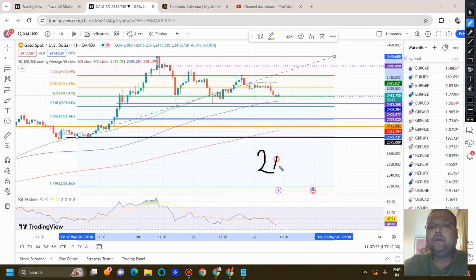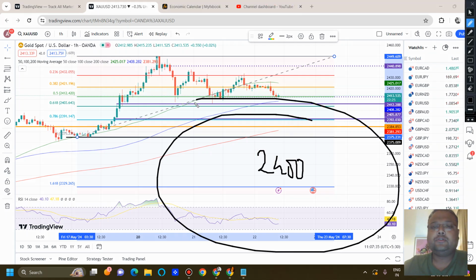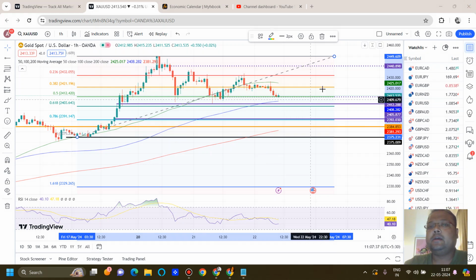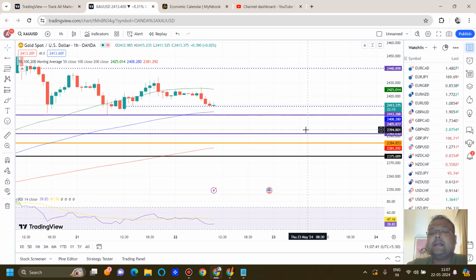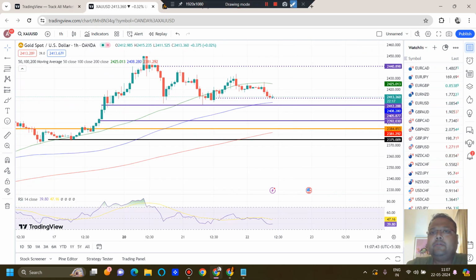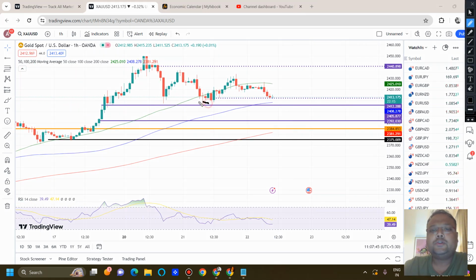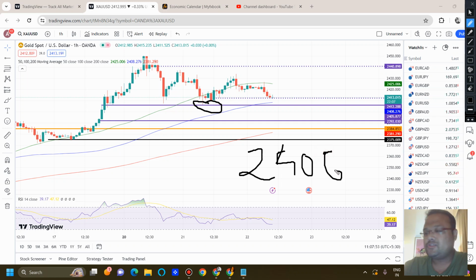But we also have another level around 2400. On the chart, you may not see anything, but the thing is that 2400 is a round number and it is a psychological level. So if market breaks yesterday's low, yesterday market made a low around 2506 actually.